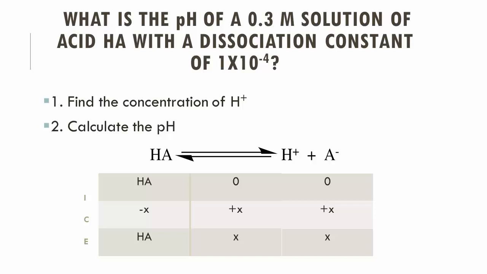The concentrations of H+ and A- both have a value of X, so the product of the two will always be X squared. Keeping these approximations in mind, the ICE table is unnecessary. Now let's see how to solve this problem.